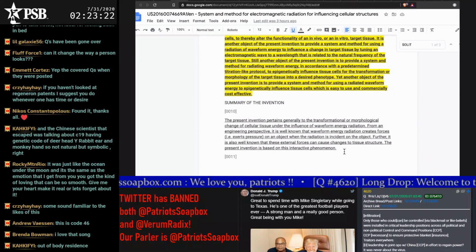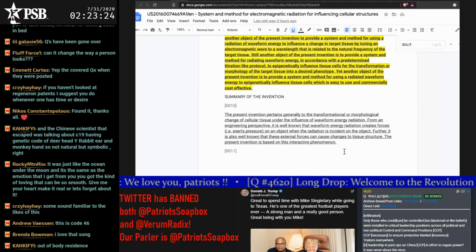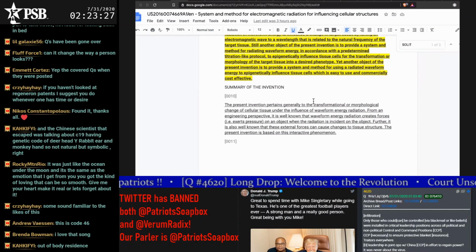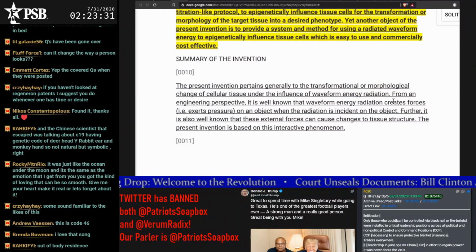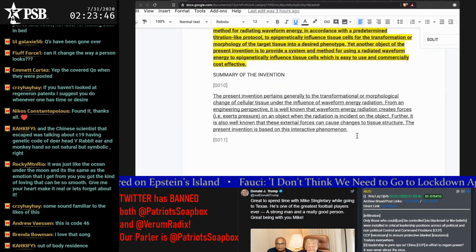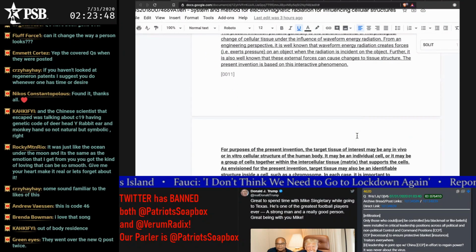So it says here, it's well known that waveform energy, radiation, right? Electromagnetic waves create forces. They exert pressures on an object when the radiation is applied to the object. It's also well known that these external forces can cause changes to tissue structure. This invention is related or based upon this phenomenon.